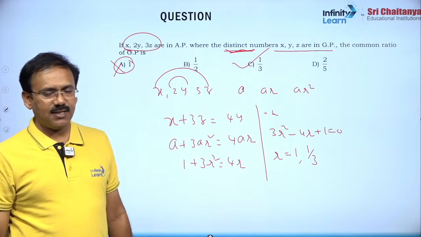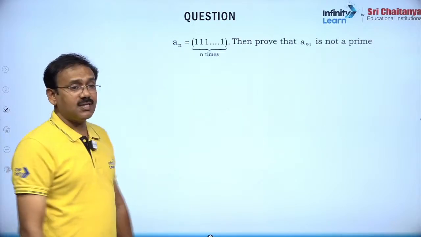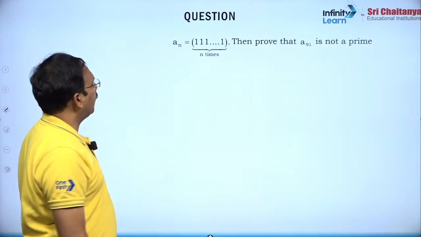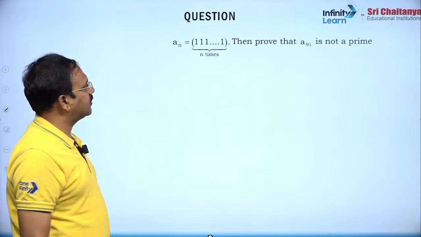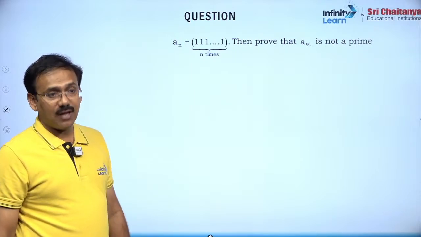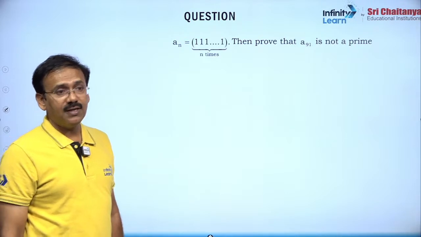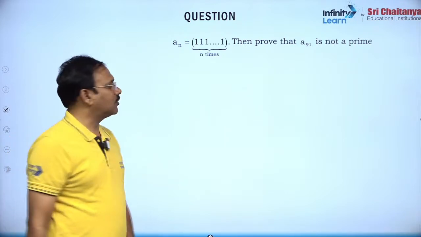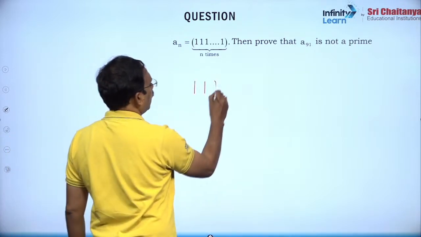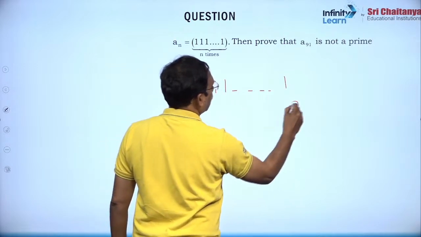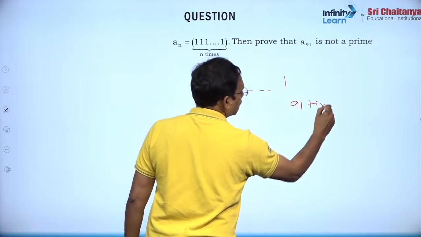Okay, right, dear students. Next, this is a beautiful question. See, 1 1 1 1 n times, then prove that A91 is not prime. It's a beautiful question. It's a previous JEE advanced question. That means 1 1 1 and so on 1, 91 times.